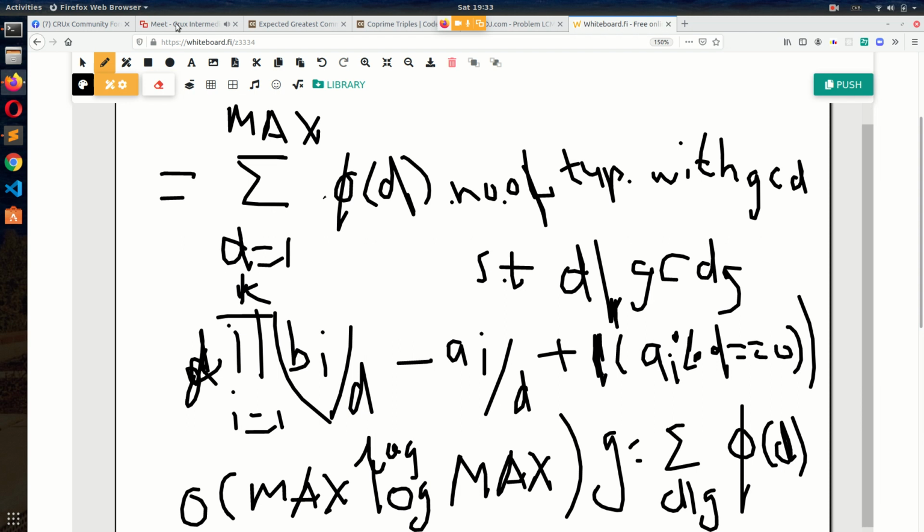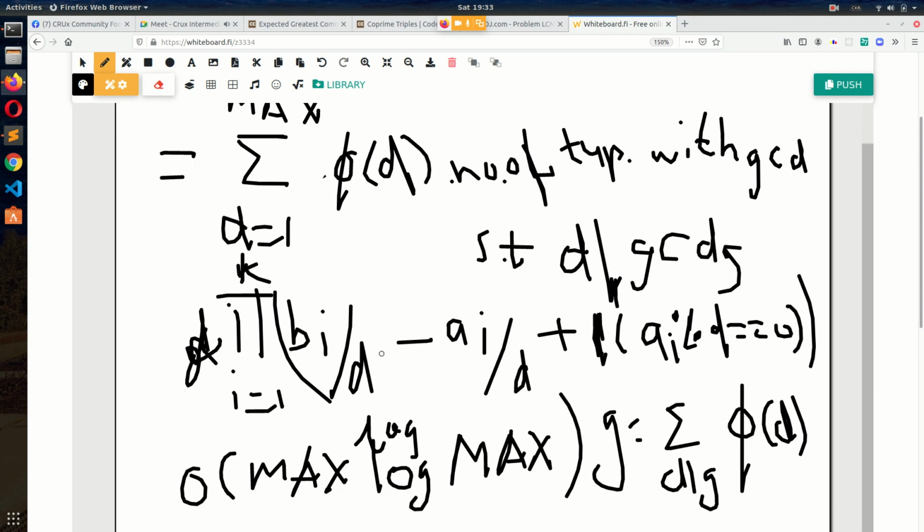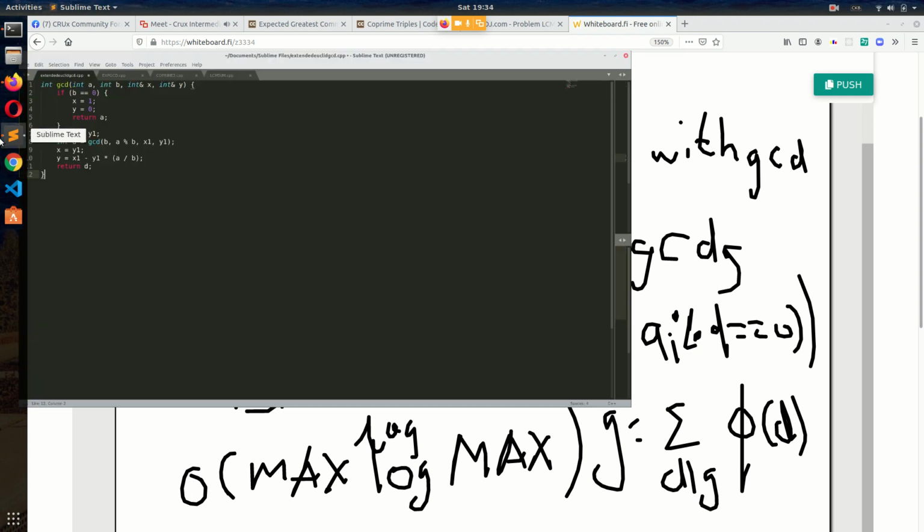All right. Does anyone else have any doubt with this? Okay, I don't think anyone has. All right. So the space is O of max space, and O of max log max time here. So let's go over the code for this.